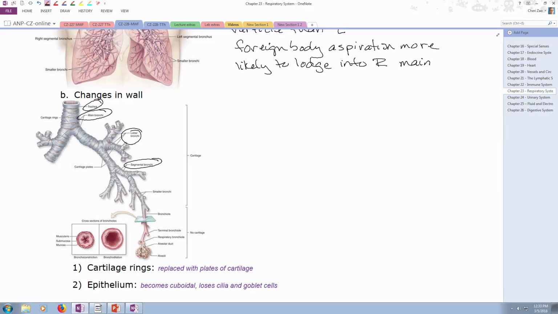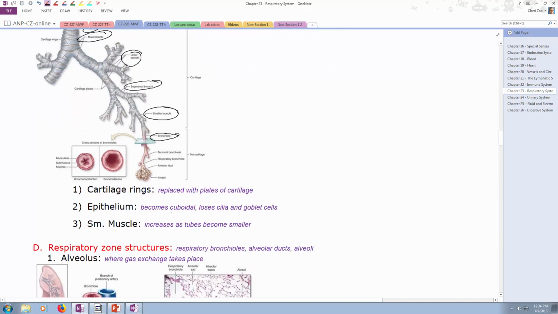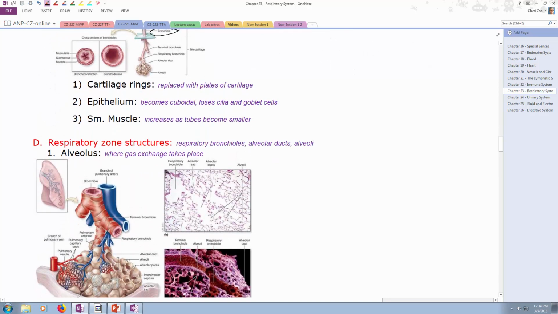Until finally, here it is, smaller bronchi, very little cartilage, and then once we get into the bronchiole, there is no cartilage presence in the wall of that airway structure. So a bronchiole does not have any cartilage present. And that's part of the notes here. Cartilaginous rings are replaced with plates of cartilage as we go into the smaller airways. And when I say smaller airways, it means for sure that they have a smaller lumen or diameter of the lumen.